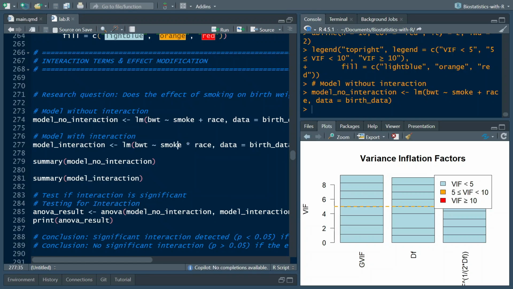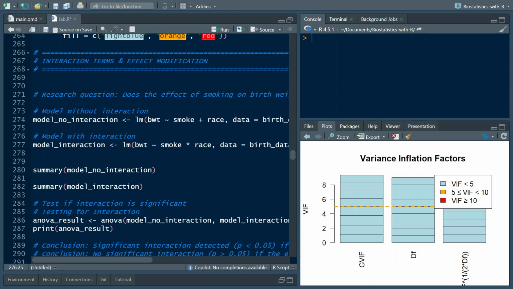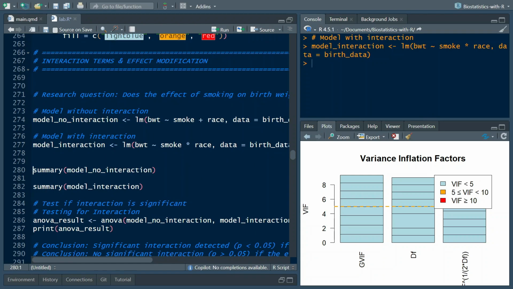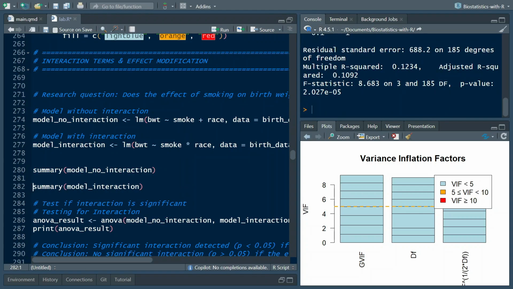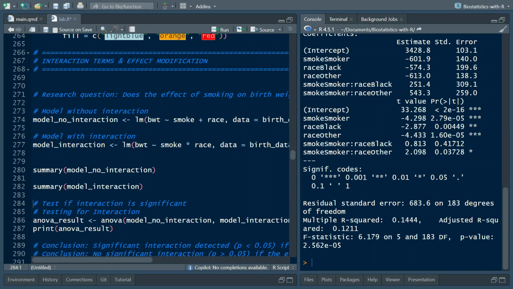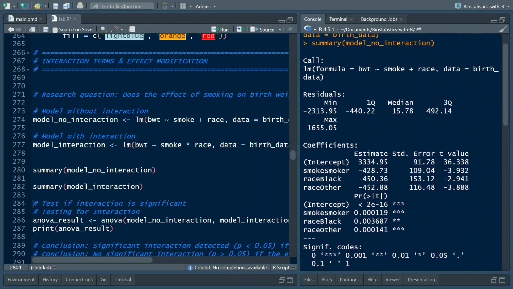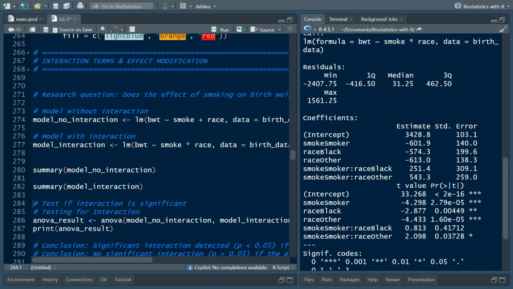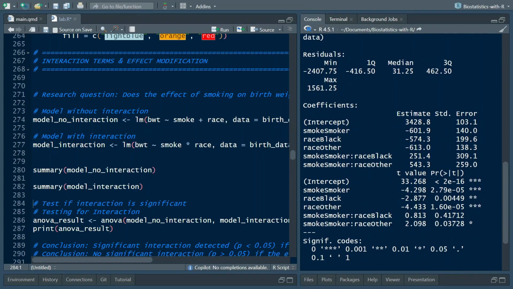So between smoke and race. When you put this asterisk, it's going to take into account smoke, race, and also the interaction between smoke and race. So let's run it now. If we run it and call summary of the model with no interaction, then summary of the model with interaction, you can see the two models. This is the first model, with no interaction, just like what we did earlier, and you can see we have an interaction in this particular one.